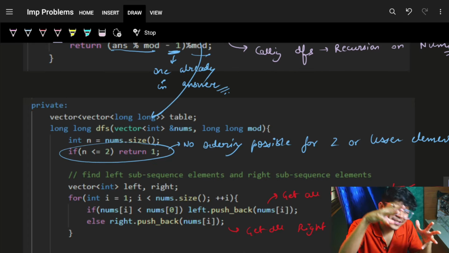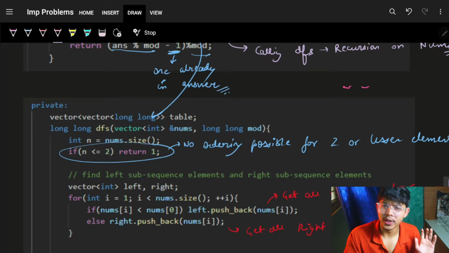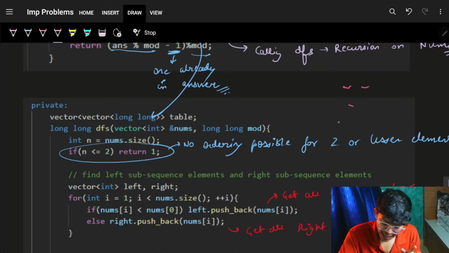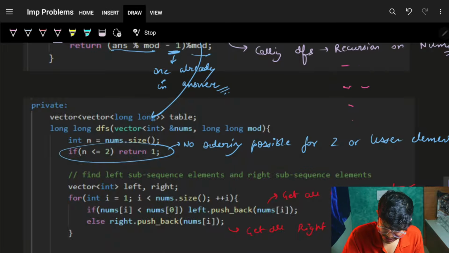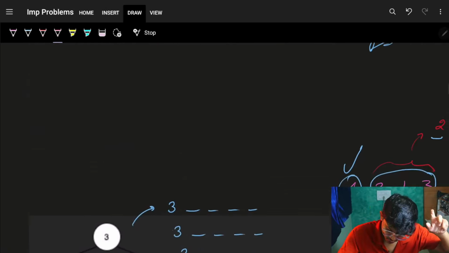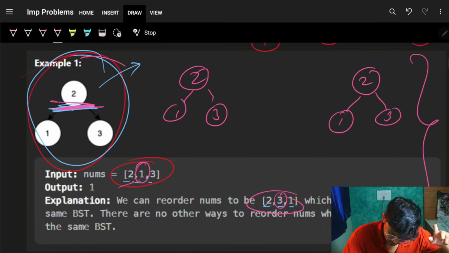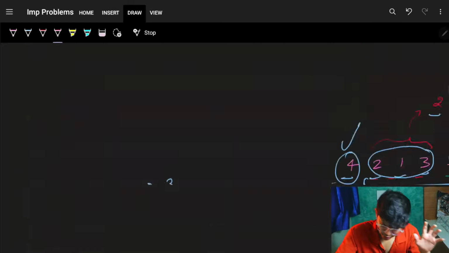Just look at a very small example. If there had been just 2 elements, or just 1 element, or no element, or if there had been 3 elements. If there had been 3 elements, I still could see some ordering possible. You saw, so for sure, 3 was not a very small example.